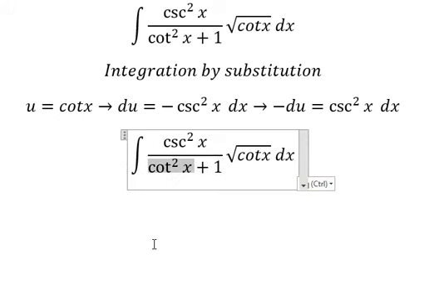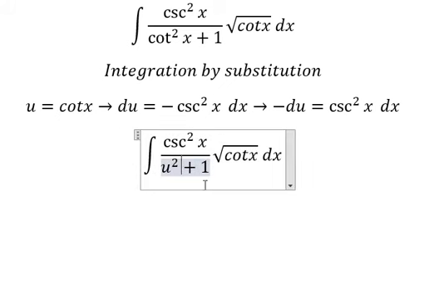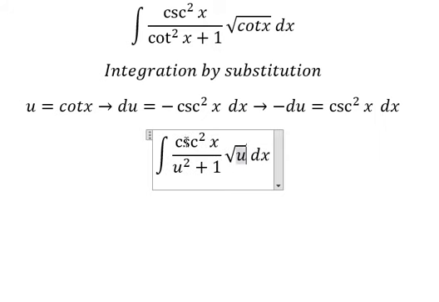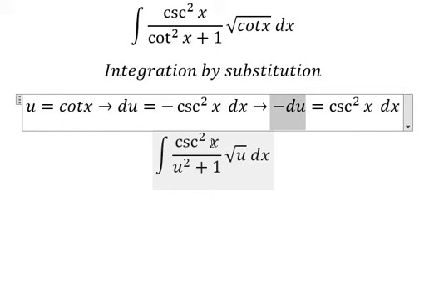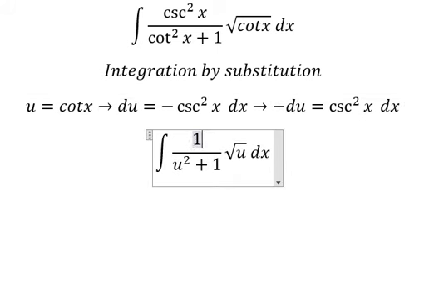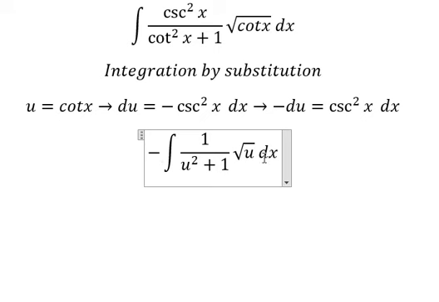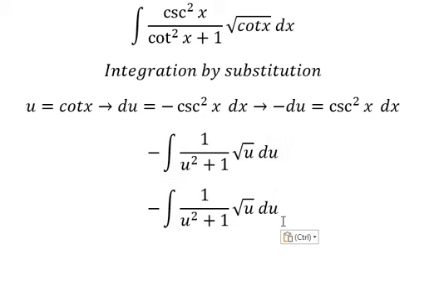So this one we change to u, and this one with ds we change to negative du. So I will put this one going here.